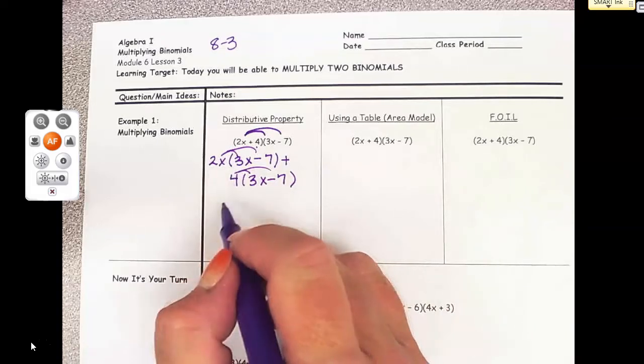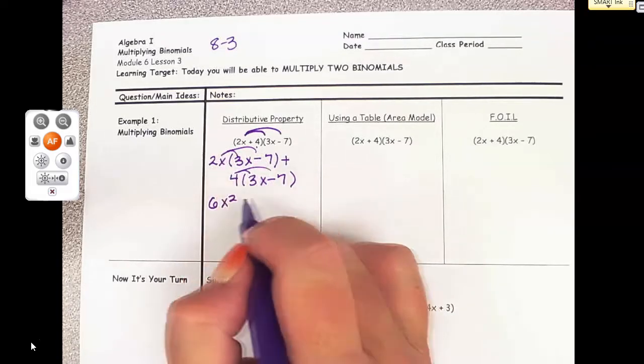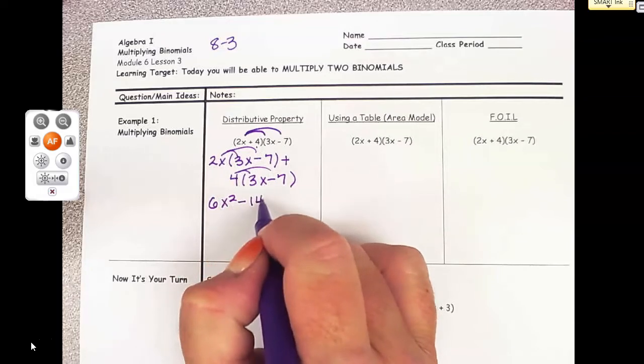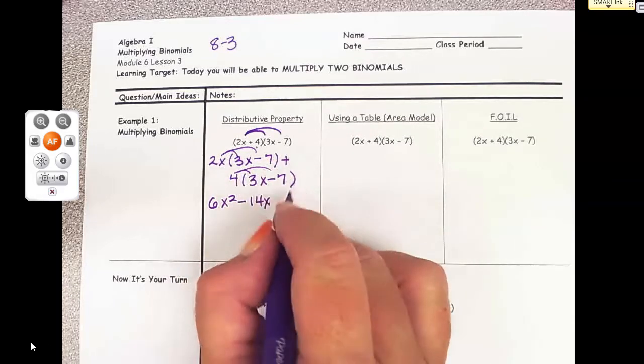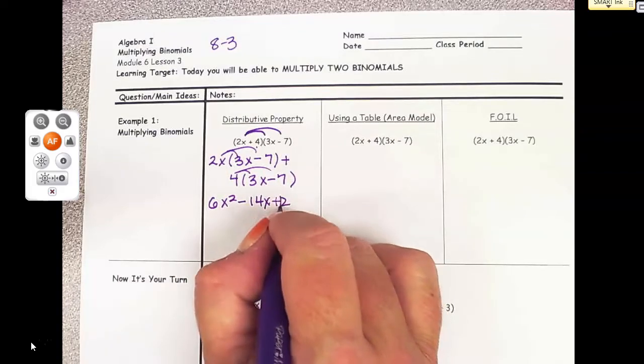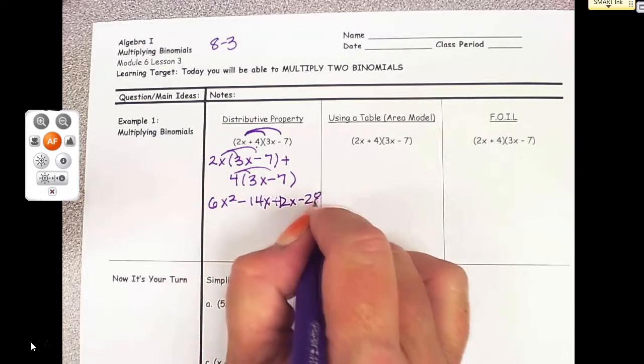So 2x times 3x, I get 6x squared. 2x times minus 7 is minus 14x. 4, so plus 4 times 3x, that's 12x, and 4 times negative 7 is negative 28.